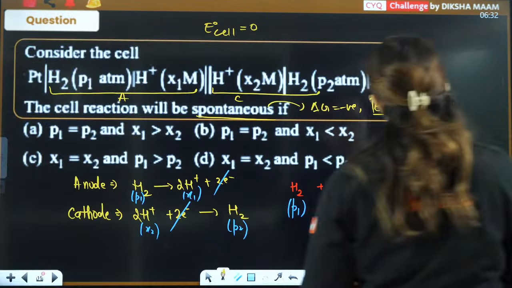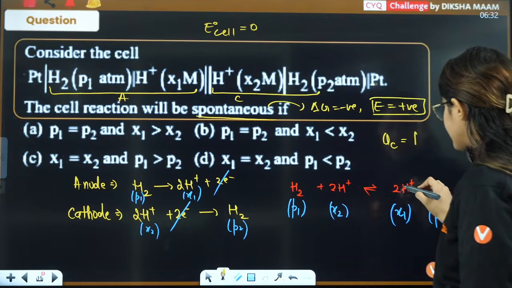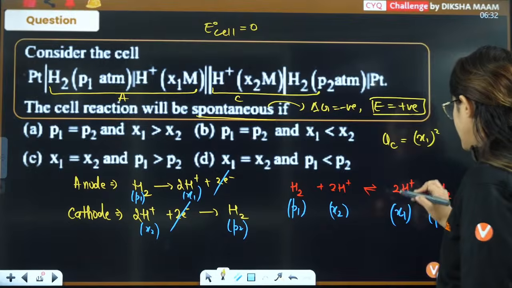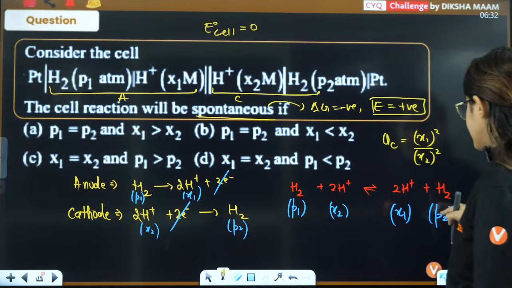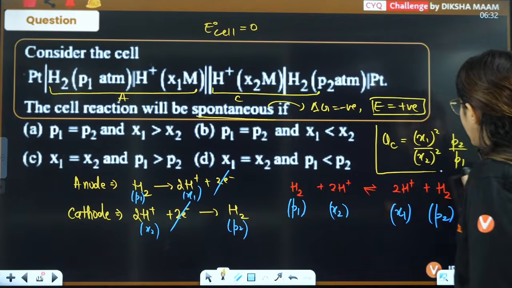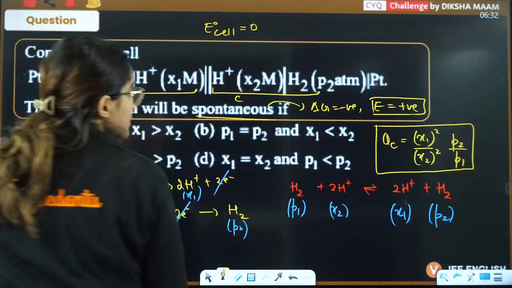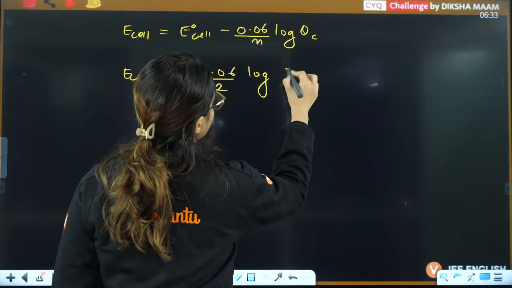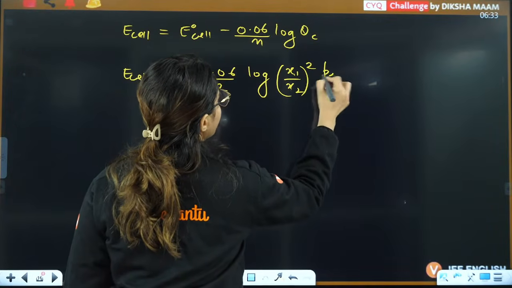QC is what? Tell me. QC is equal to product by reactant. Product is H positive squared, this is X1 squared. This is X2 squared, right? This is P2, and here the pressure is P1. So this is the value of QC, product by reactant raised to the power of the stoichiometry, right? So you can write X1 by X2 whole square, and this is P2 by P1.